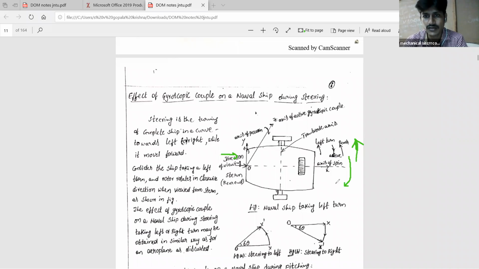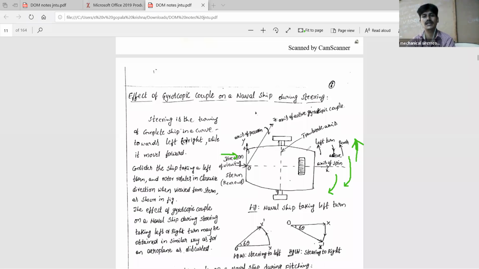When we take the right turn, both are rotating in the same direction, so the turning movement is also the same. Then the bow is lowered and the stern is raised. The front portion goes lower, and the back portion, the stern, is raised. Those are the conditions.